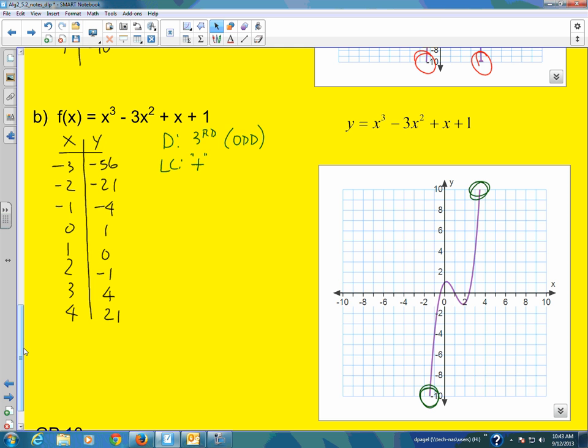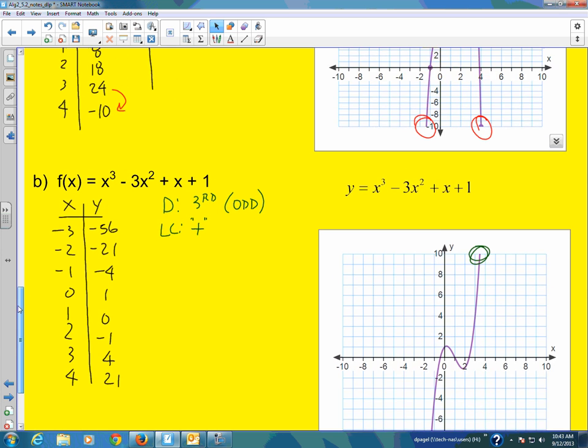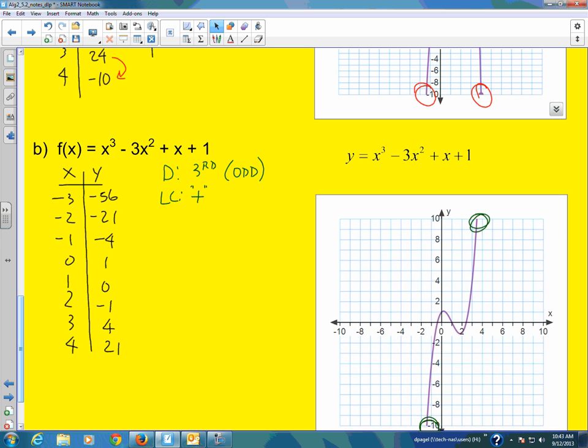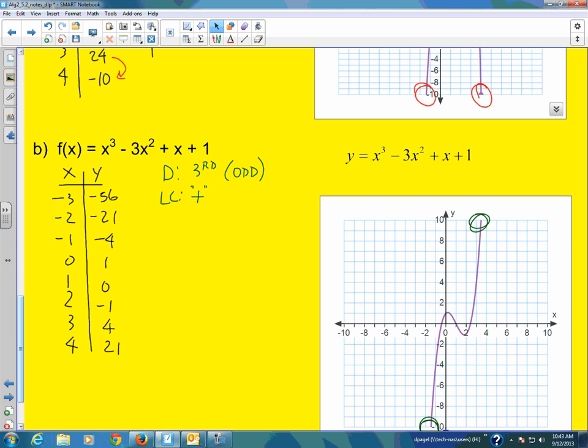All those other points I'm getting from just plotting my t-table values. So there it is. There's the process that we know now how to graph polynomials. We will learn another process through synthetic division.